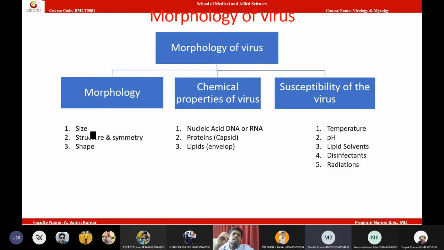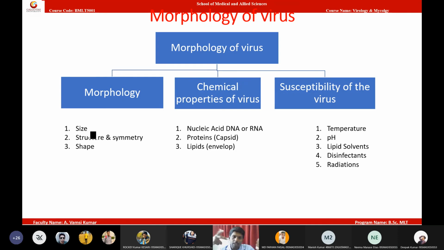Then what types of shapes can we see in viruses? There are two shapes. Bullet shaped, very good. Can you give an example of a bullet shaped virus? Rabies. Rabies is a bullet shaped virus. Then an example of a brick shaped virus? Smallpox. Okay, smallpox is a brick shaped virus, and also smallpox is a complex virus.